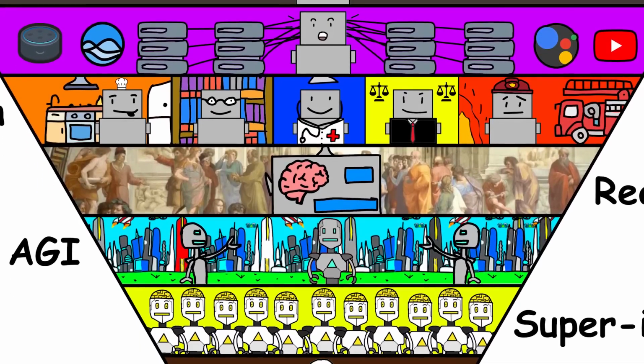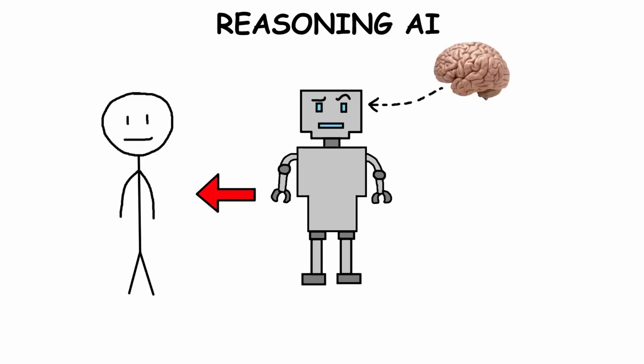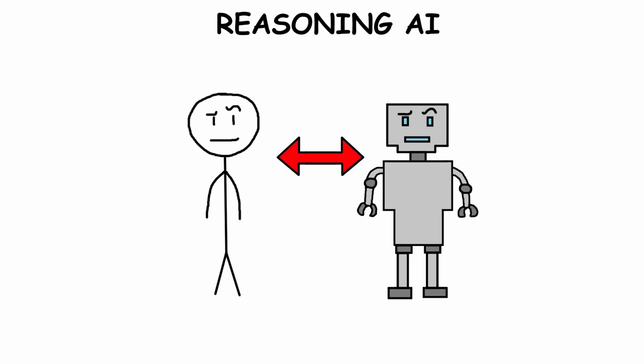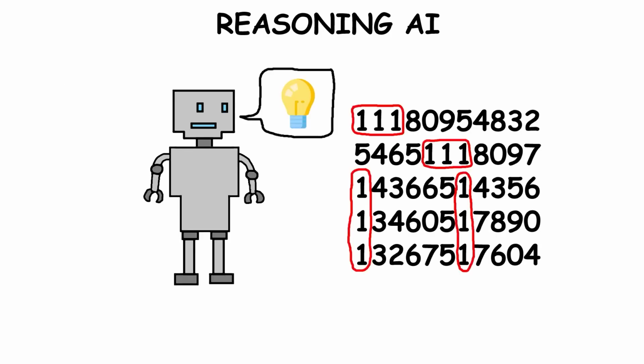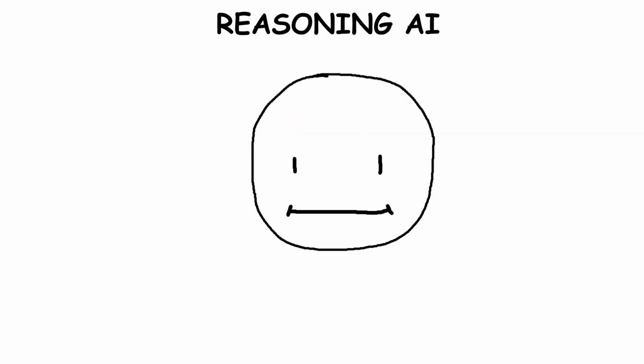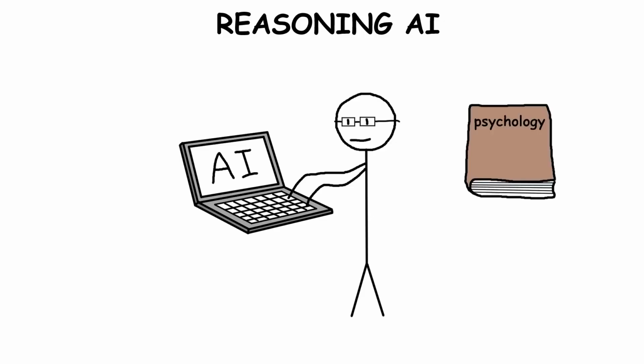Reasoning AI. Reasoning AI is a type of artificial intelligence that tries to think a bit more like humans do, making it closer to how we analyze and understand things. It looks at data, finds patterns, and makes logical conclusions, similar to how we reason and think. To create this kind of AI, developers use info from psychology to get closer to how human reasoning works.